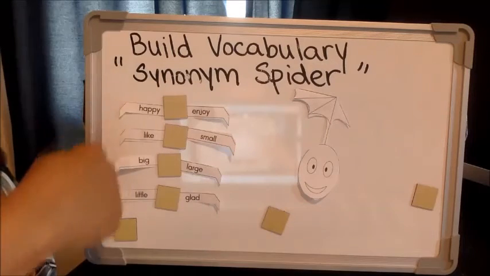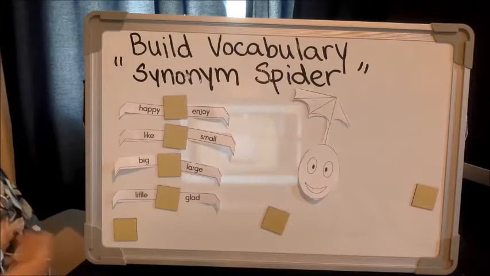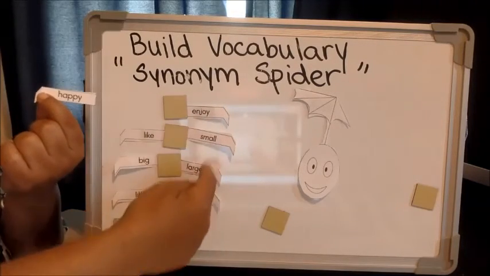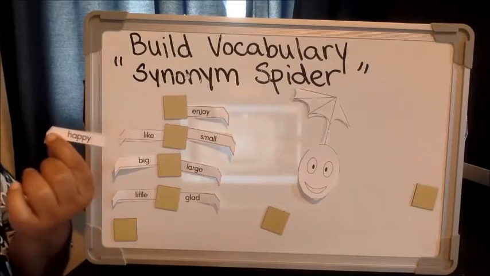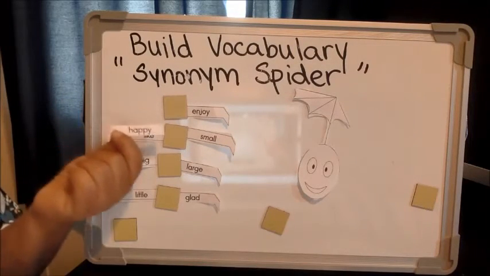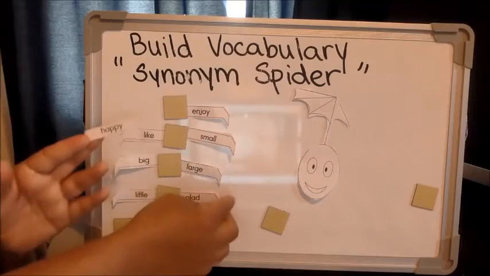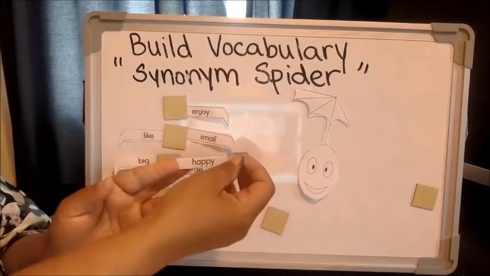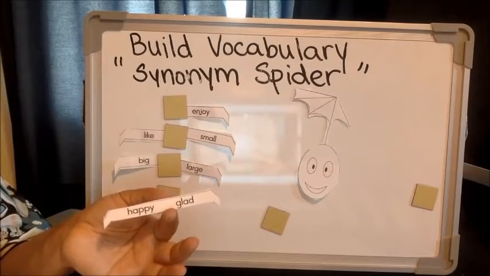So once you have gone over all the words and they have a pretty decent understanding of them, what you would do is you would take one of the words on the left and ask them which word on the right means the same or almost the same. Okay, so they would go through and they would think, happy, does enjoy mean the same as happy? Does small? Does large? Does glad? Okay, and you want to make sure that when they choose a match, ask them to give you a sentence and see if it makes sense with either word in the sentence.